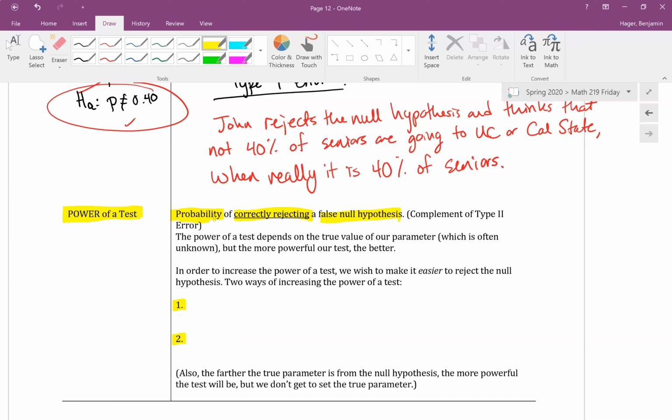It depends on certain things. The power of a test depends on the true value of our parameter, which we often don't know. But basically, the more powerful we can make our test, the better. And so here they give us two ways to make our test a little more powerful. One is, don't use too low of a significance level.